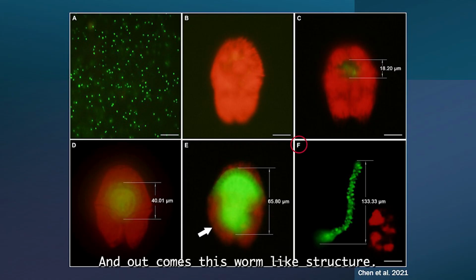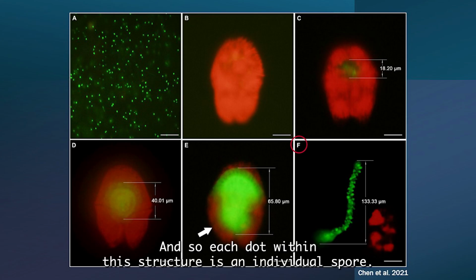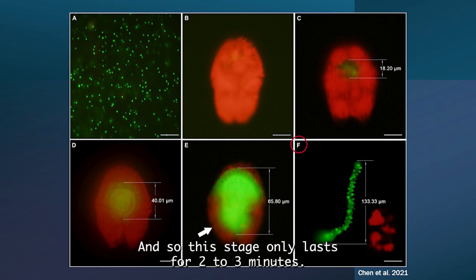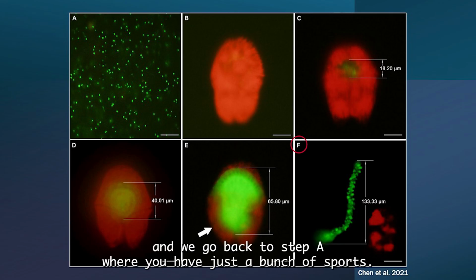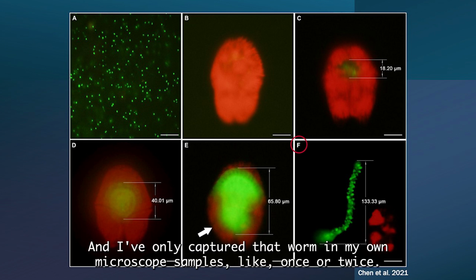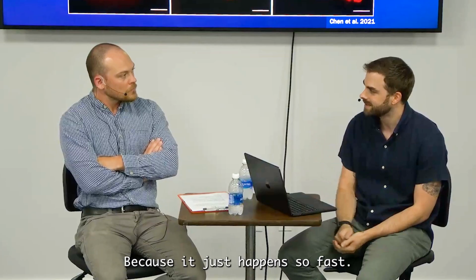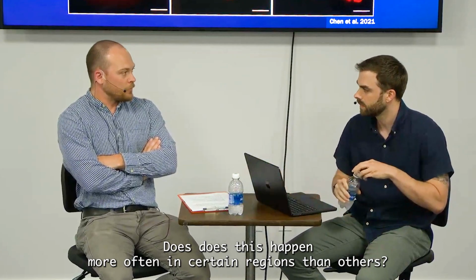And out comes this worm-like structure that is just wild. Each dot within this structure is an individual spore. And this stage only lasts for 2 to 3 minutes. It's really brief. And then the worm fractures, and we go back to step A, where you have a bunch of spores. So you go from one spore to hundreds. And I've only captured that worm in my own microscope samples once or twice, because it happens so fast. Does this happen more often in certain regions than others?